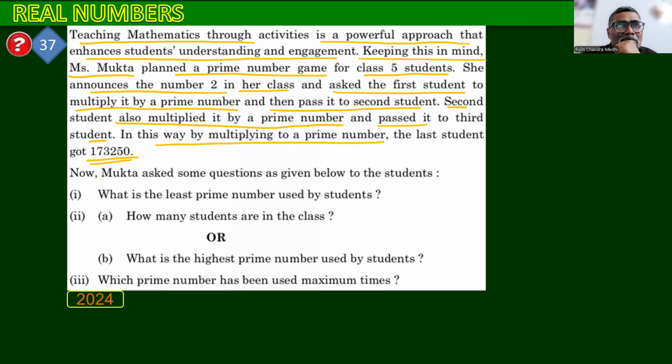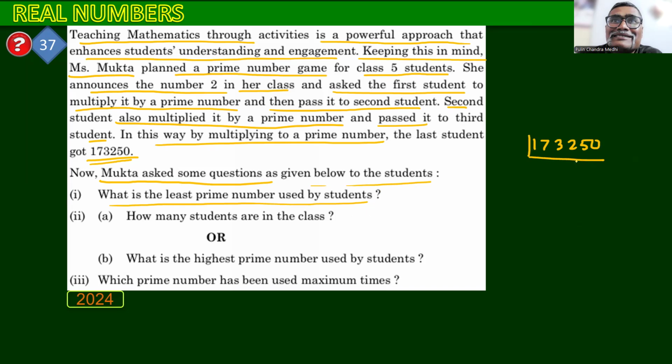Now, Mukta asks some questions as given below. What is the least prime number used by the student? Be careful. The least prime number used in this is 2. But it is not saying that that is the least prime number used by the students. So you have to do the prime factorization. This is a problem of prime factorization. Let me do this as it is the last problem. You first do the prime factorization, right?